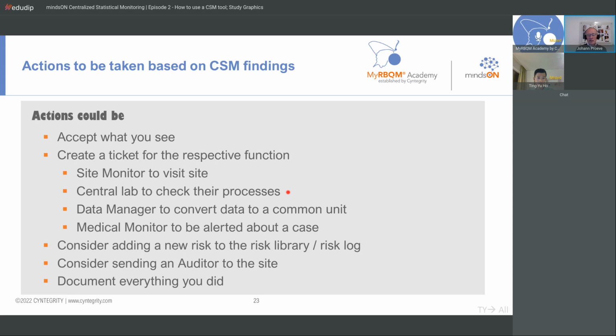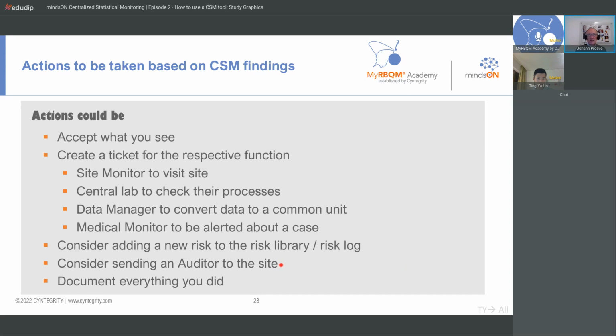So that should be someone else, maybe the study manager. The data manager should go ahead and convert lab data in particular to a common unit, whether this is SI or a common unit within your organization. And the medical monitor may have to be alerted about those cases that are outstanding. Consider adding a new risk to the risk library and to the risk log in case that is a systematic issue. Consider sending an auditor to a site.